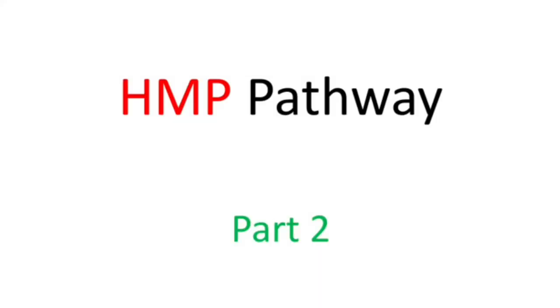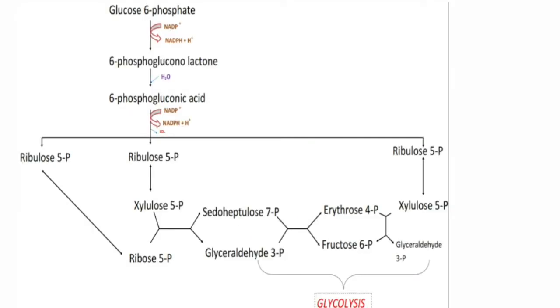This part of HMP pathway includes reactions and significance. Reaction starts with glucose 6-phosphate. To understand it easily, let us consider three molecules of glucose 6-phosphate. So, three molecules of glucose 6-phosphate are converted into 6-phosphogluconolactone by the action of enzyme glucose 6-phosphate dehydrogenase.